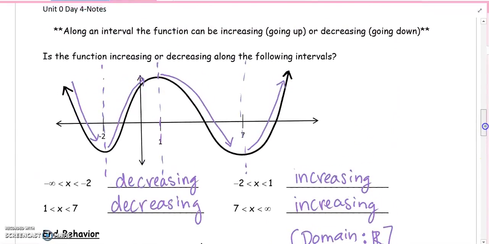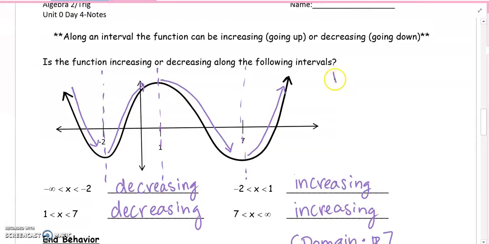Alright, let's look at this graph here. So again, our domain is going to be all real numbers, and I forgot to say on the last example, this little symbol I wrote means all real numbers. You can write out all real numbers or use the symbol.